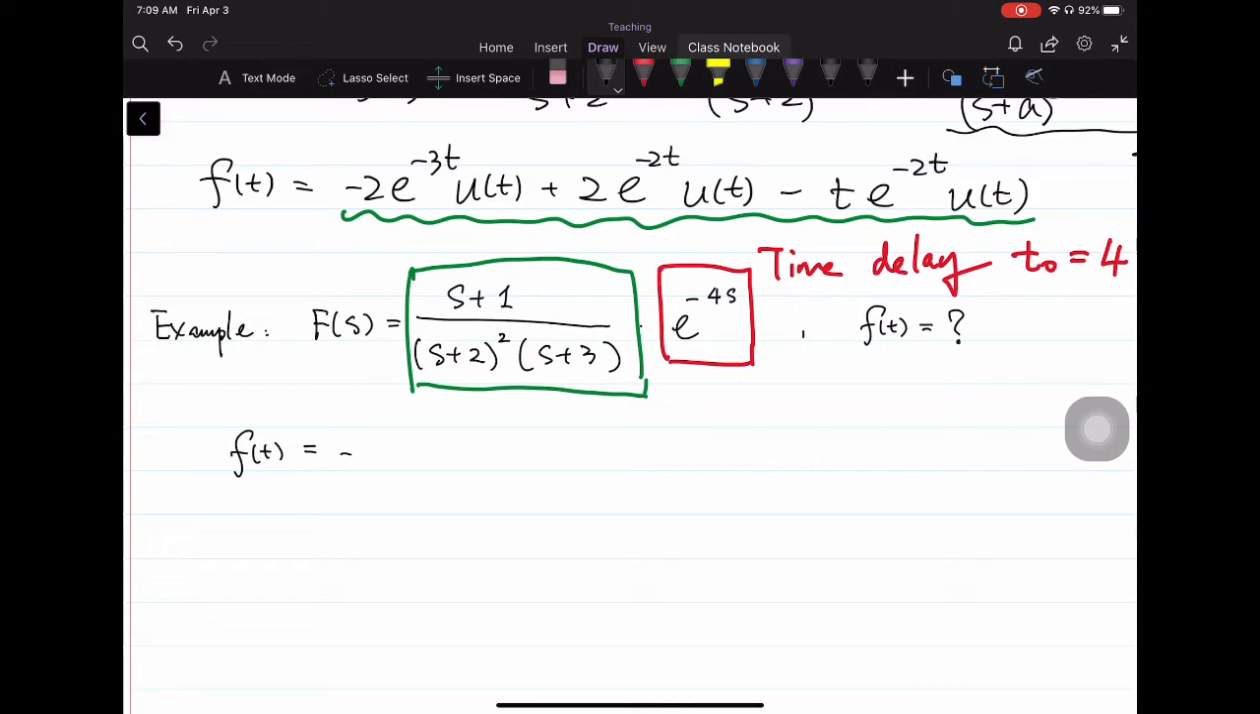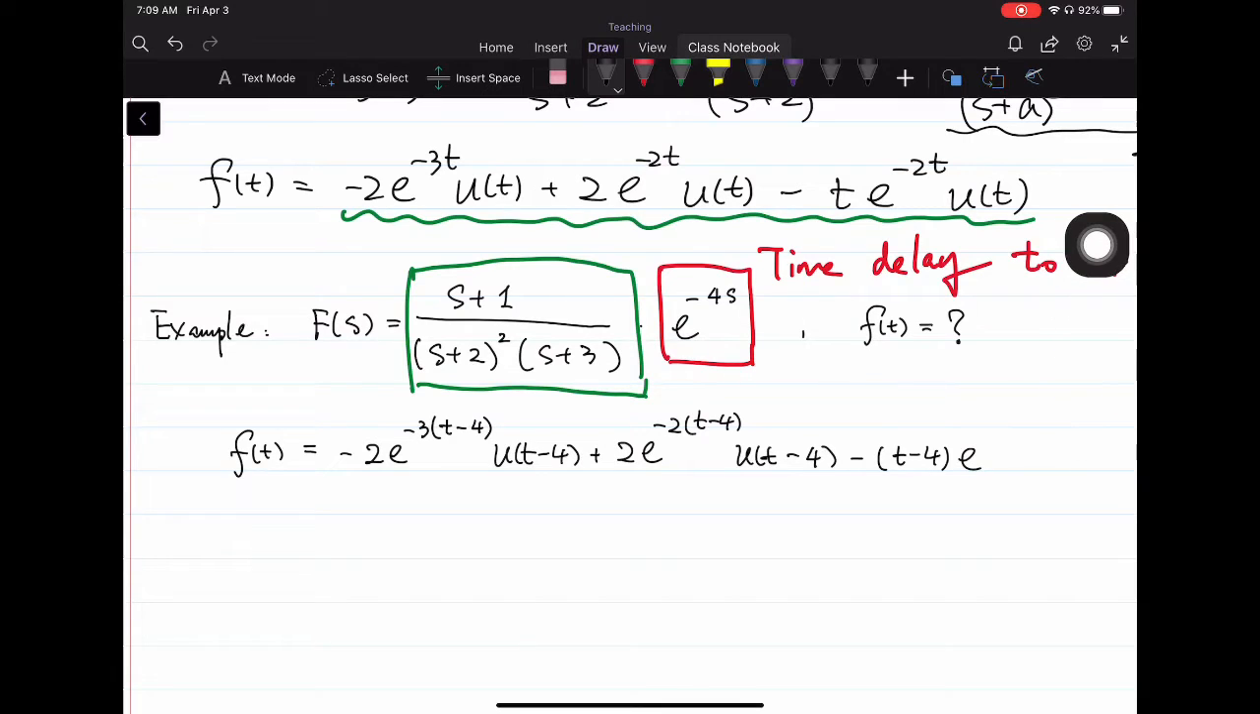So applying time delay, this is what we have learned in chapter 1. So minus 3, and you identify all t's: u of t minus 4, plus 2 e to the negative 2 (t minus 4), so shifted by 4 time units, minus (t minus 4) e to the negative 2 (t minus 4) u of t minus 4. And that's it.